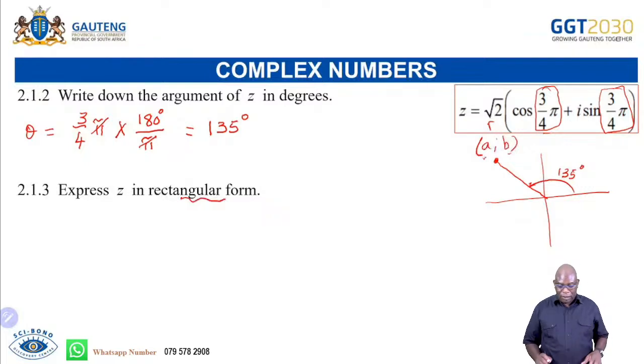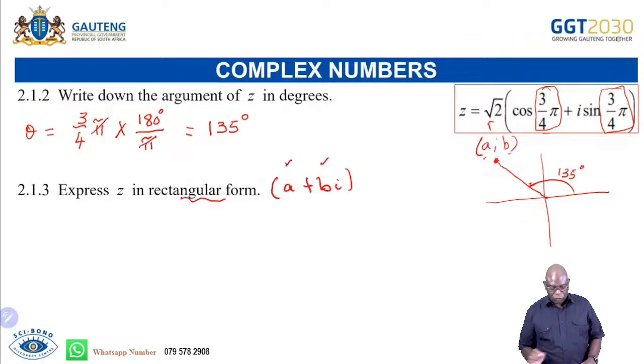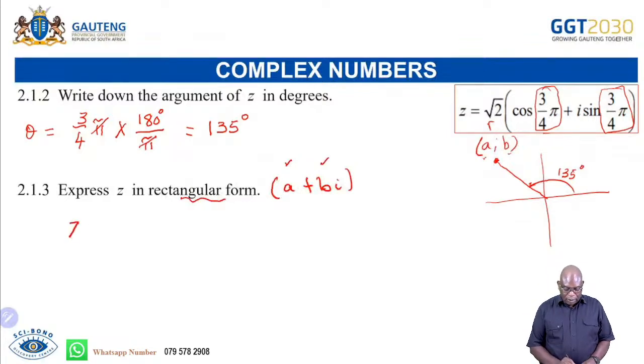All right, now let's get to that. In this case, they say express Z in rectangular form. Remember rectangular form? It's A plus Bi. So meaning that if it's in the second quadrant, the A will be negative, the B will be positive. So let's see. The Z will be equal to square root of 2 into cos of 135 degrees plus i multiplied by the sine of 135 degrees.